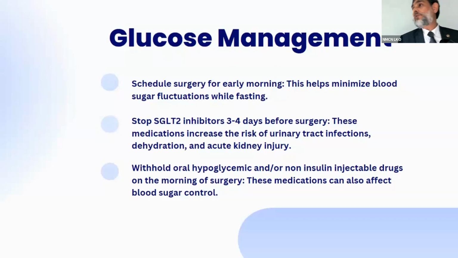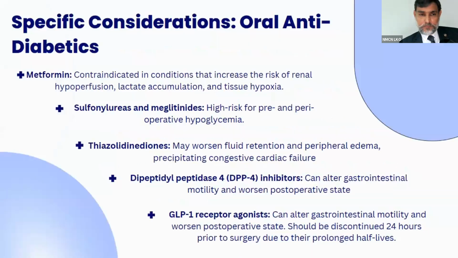Most of the patients today are on newer drugs, and most of them are SGLT2 inhibitors. These medications increase the risk of urinary tract infection, dehydration, and acute kidney disease. Withhold oral hypoglycemic or non-insulin injectable drugs, especially if they are on glibenclamide or something, which is a very long-acting drug, and should be stopped a few days before.